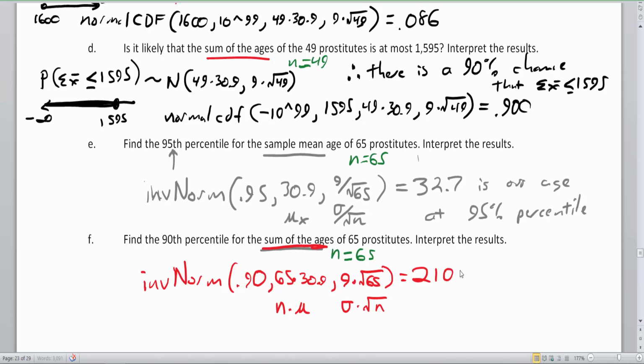Here you would round up no matter what, because if you went down to 2,101 and not 2,101.4 something, you wouldn't actually be at the 90th percentile, you'd be at the 89th, or with the decimal. So 2,102 years is my 90th percentile for the sum of the ages. That's a sigma right there.